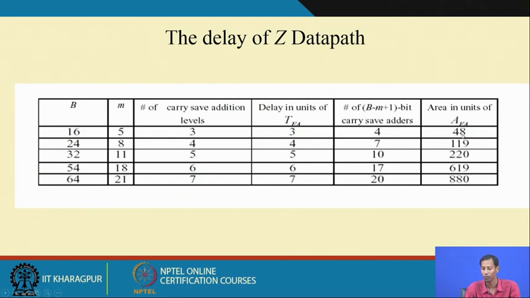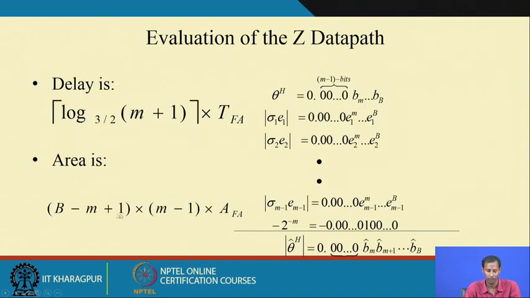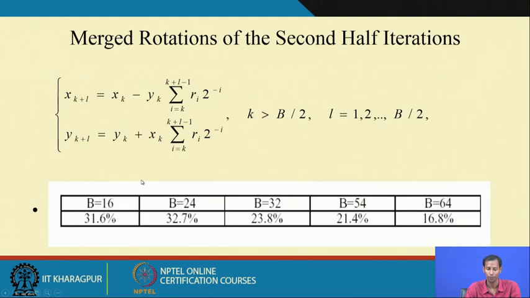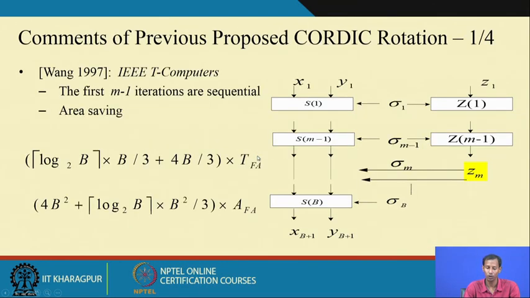So, total area will be 48. Okay. So, why 48? Considering this fact, if you just calculate, then you will get this. So, considering different values of B and M, now we will get different delays and different areas.